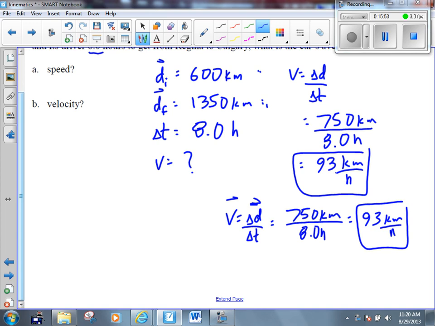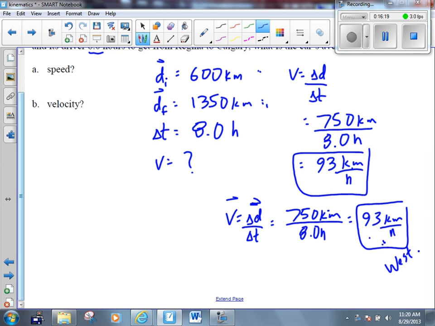This 93 kilometers per hour doesn't have a direction associated with it because it's a scalar. This one does because it's a vector. What is that direction? If my displacement was to the west, my velocity is to the west as well.